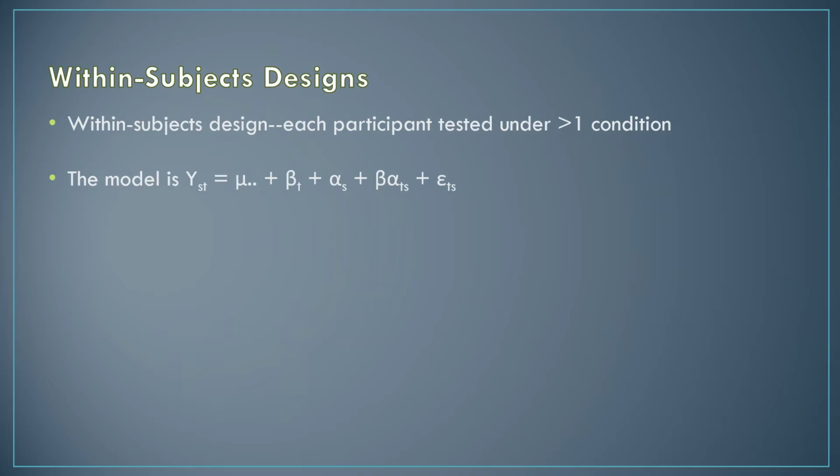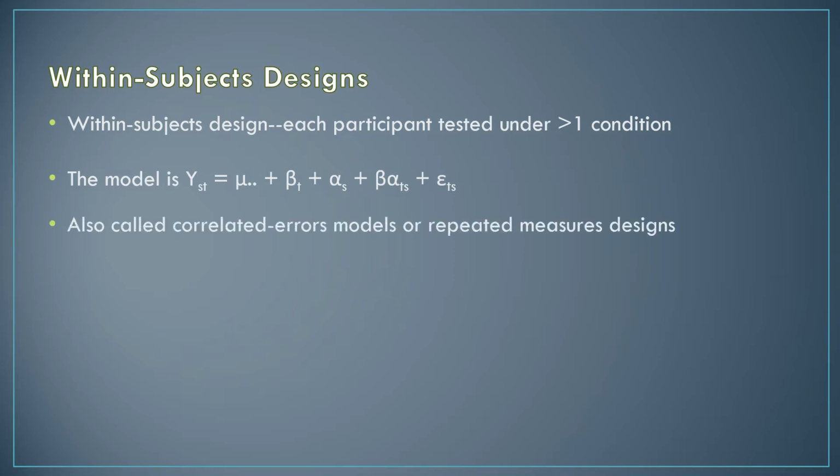Very similar to the between subjects designs, but slightly different based on the variances that are being used. These within subjects designs are also called correlated error models, but the one that you would most likely hear is repeated measures designs, or this can also sometimes be called longitudinal ANOVA. So this goes by several different names.